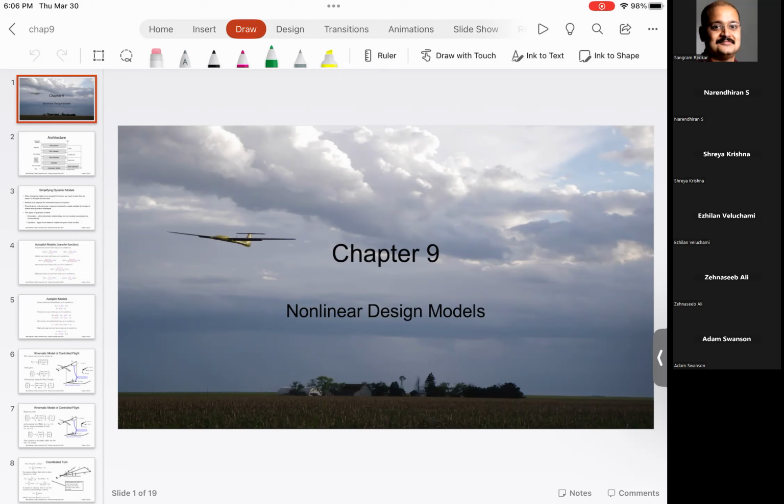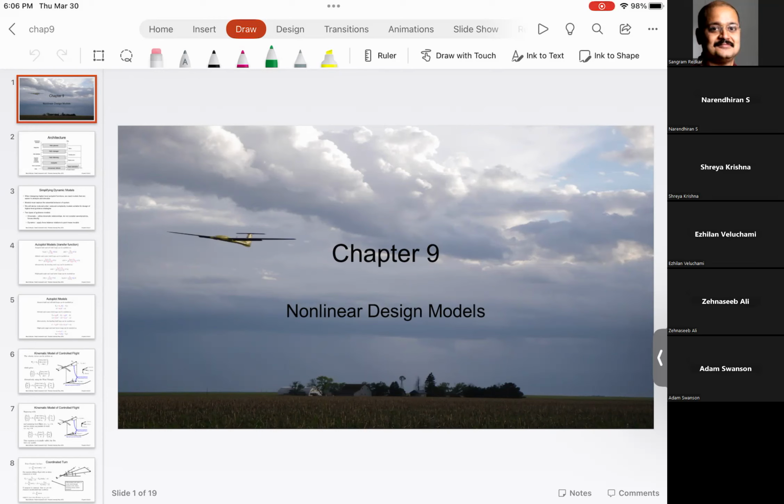Anyway, so we are going to talk about nonlinear design models. In nonlinear design models, we are going to review some of the linear models and linear design models that we studied earlier. And then we are going to extend these models for nonlinearity applications. This is a little bit of review of the previous chapter and also introducing some new concepts.